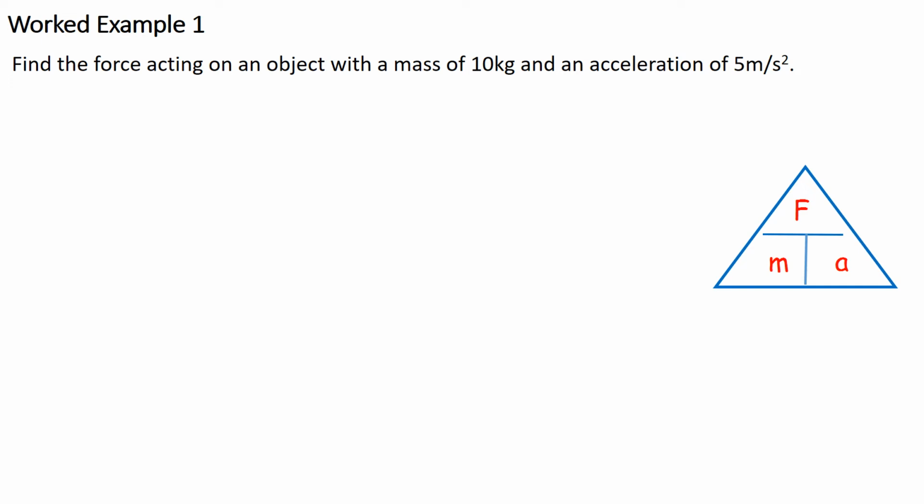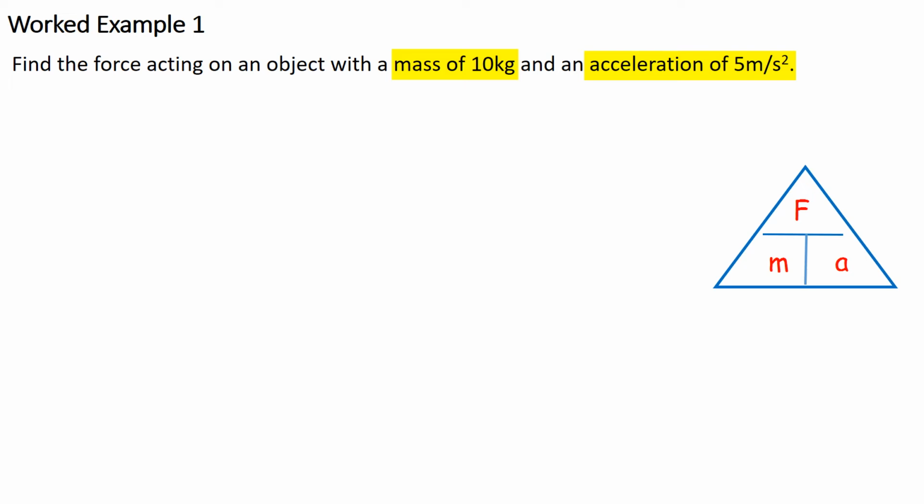So we're going to find the force acting on an object with a mass of 10 kilograms and an acceleration of 5 meters per second squared. So we've got the mass and then we've got the acceleration. So we do 10 times 5. On here I've highlighted the 10, I've highlighted the 5.